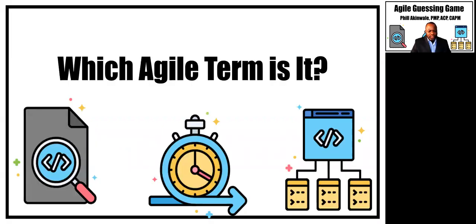Let's go to our next section, and this is, which Agile term is it? In this section, I ask you which Agile term it is based on what I describe. The daily meeting is structured around some variant of certain questions. What are these typically referred to as? And what are they?